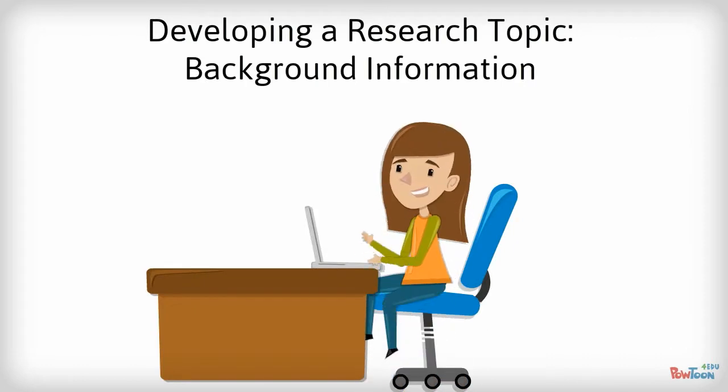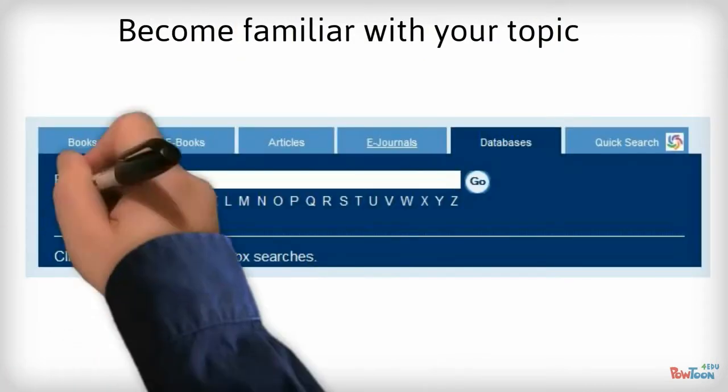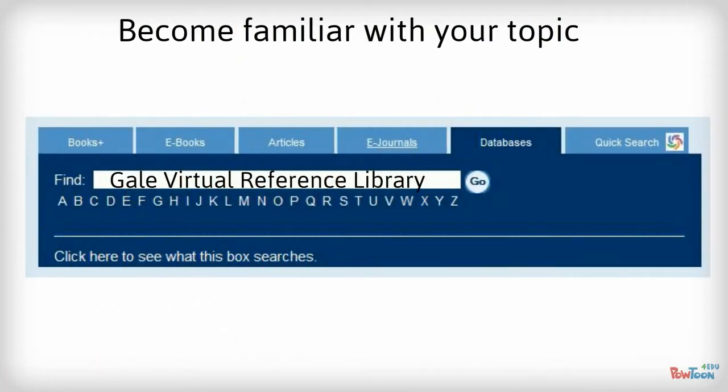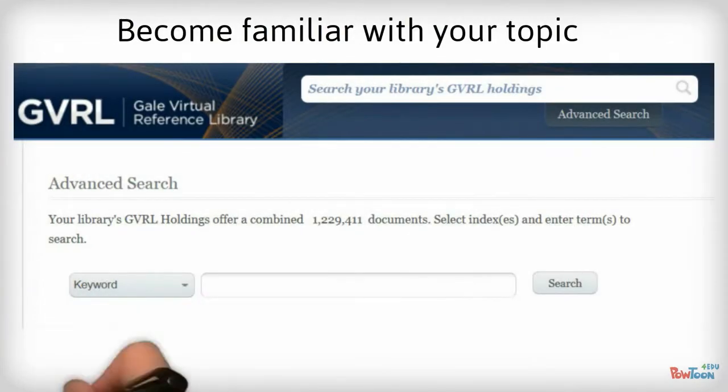If you're just starting a research paper, your first step is to develop your research topic. Start by becoming familiar with the topic you've selected. You can use a subject-specific encyclopedia, such as Gale Virtual Reference Library, to find additional information.